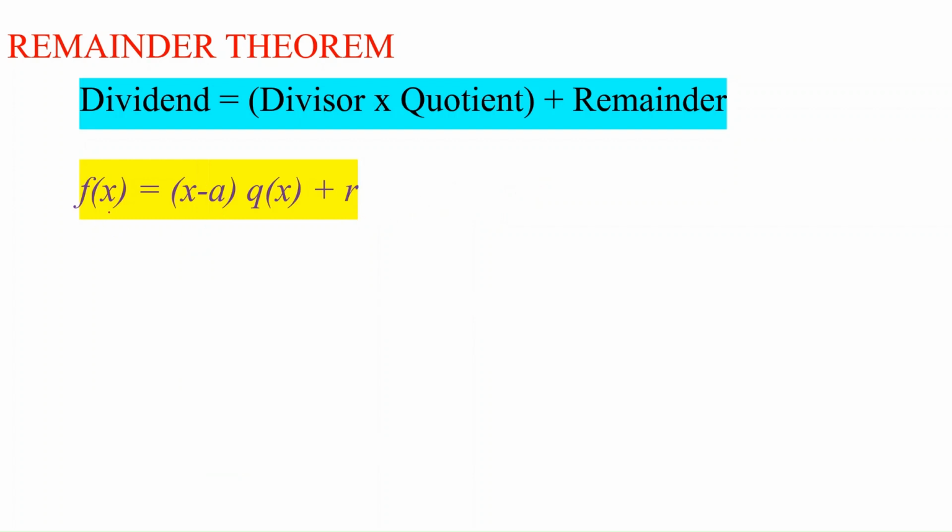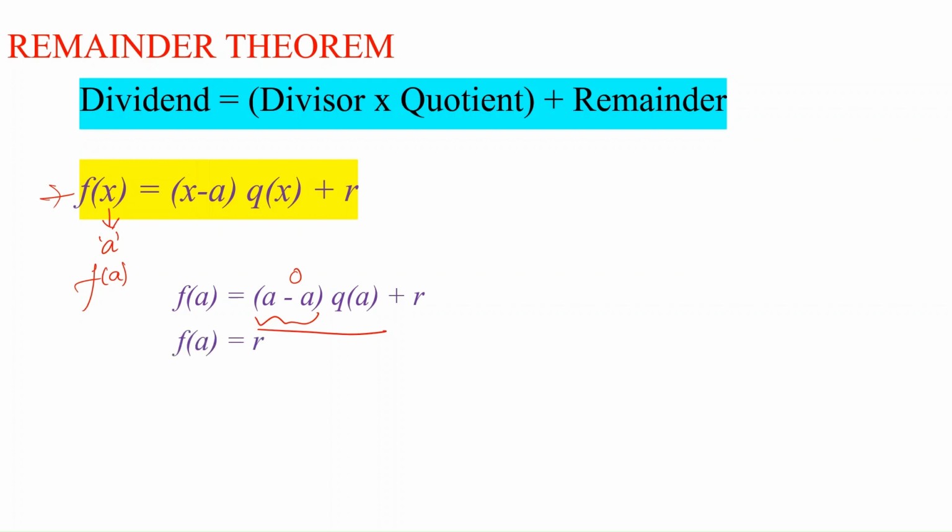F of a means when we substitute a value in place of x, that gives f of a. So in this entire equation, if we substitute the value of x with a, the equation will get modified like this. That is f of a is equal to a minus a into q of a plus r. Now this a minus a is 0, which makes the entire term 0. That makes f of a equal to r, that is, remainder is nothing but f of a.